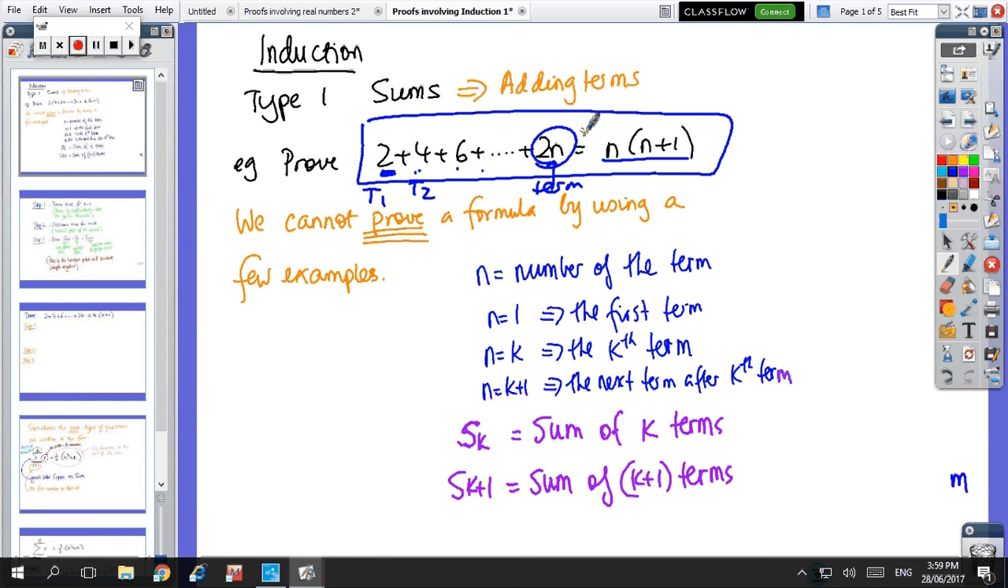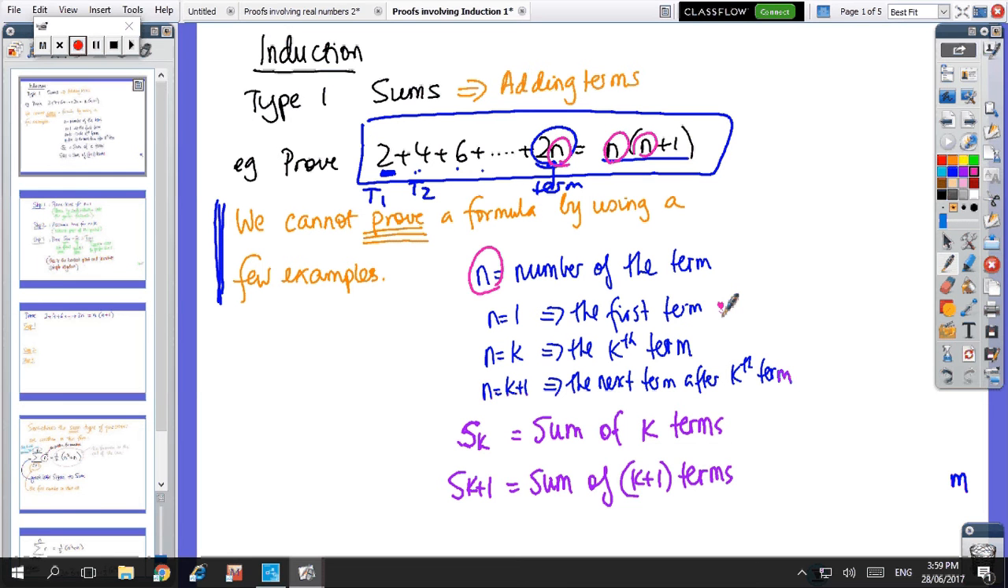Okay, so we can't prove things by just using examples. We have to have a formal set of steps, and I'll be showing you on the next slide. But the things that you have to look at are notation. So n that we're using here and here and here, that's the number of the term. So the first term, the second term. Okay, so n equals 1 is the first term.